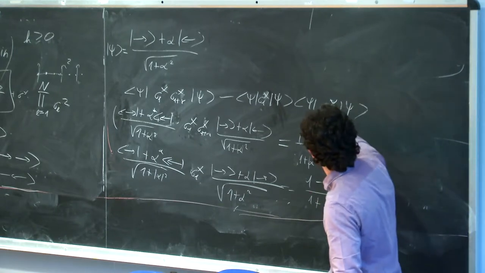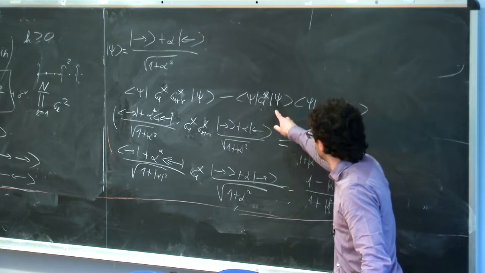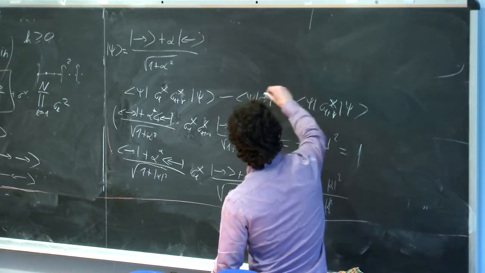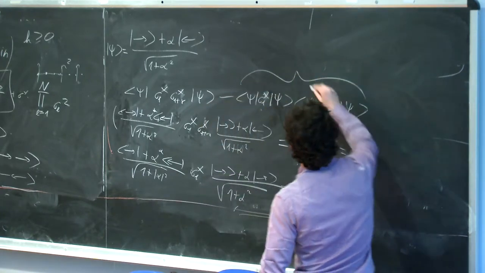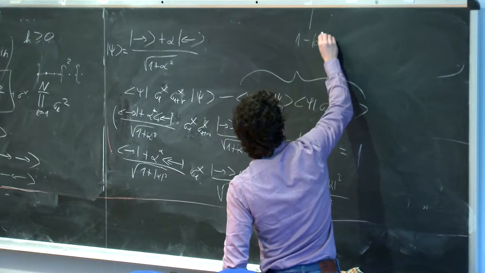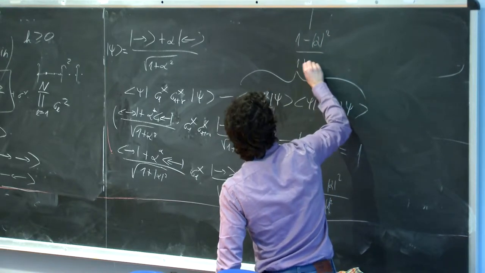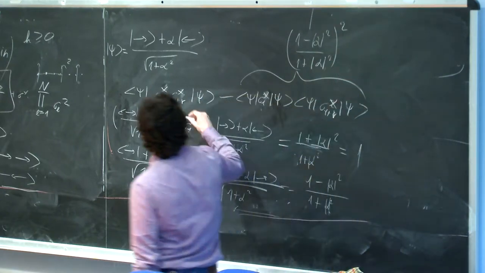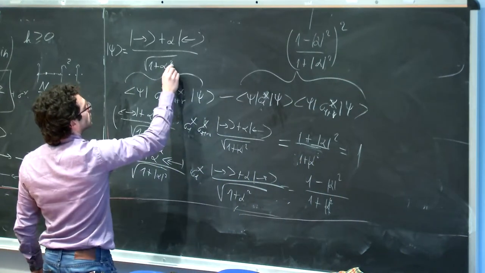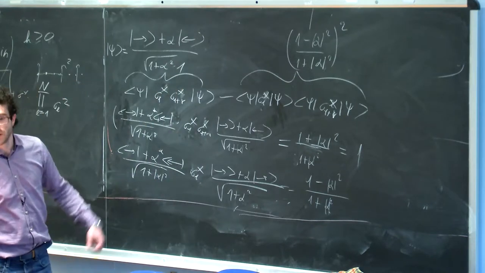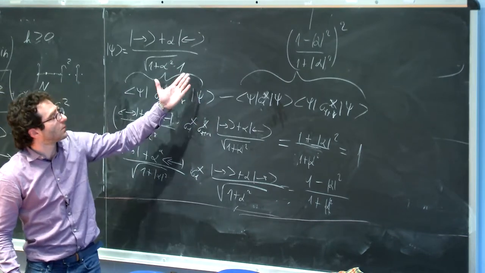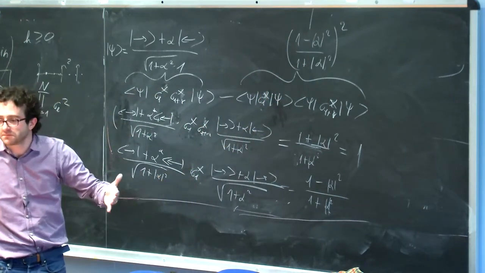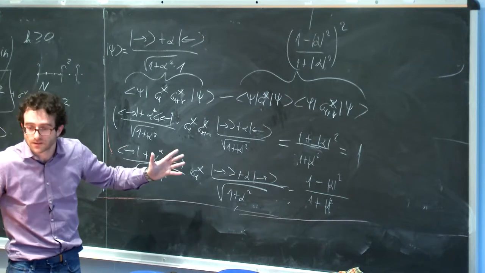Okay. Now you have to multiply this. You must take the square of this because we have two of these terms. So in the end, you find that these two are equal to 1 minus alpha squared divided by 1 plus alpha squared. And this other term was equal to 1. So now you have this term minus this term. Well, it depends on alpha. And this is something different from 0 for any distance.